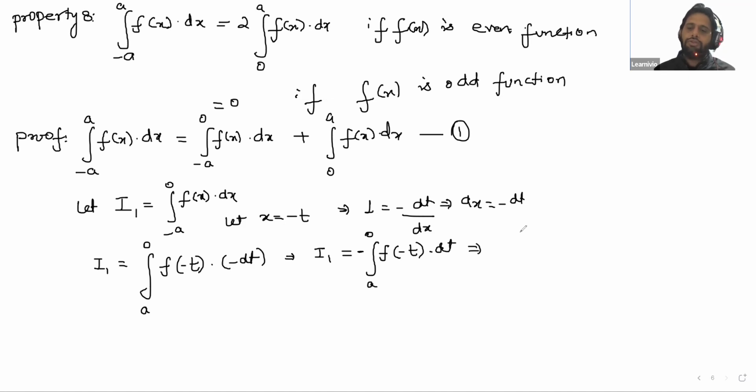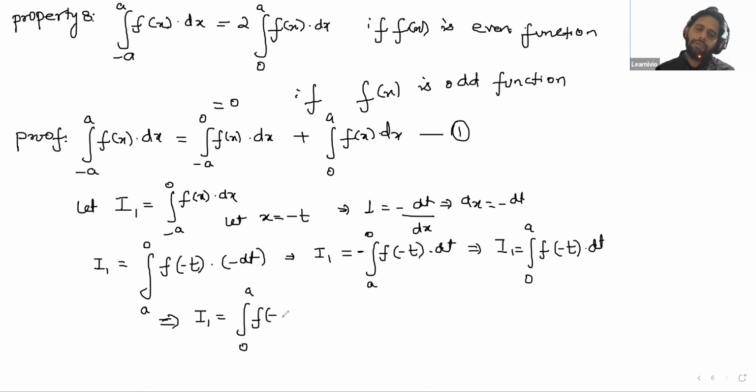Now if we interchange the limits, then I1 is equal to integral from 0 to a, the negative sign becomes positive, of f of minus t dt. Now again the same property, that definite integral is independent of the variable, so we can put x in place of t. So this will become f of minus x dx. Now put this value in the first one. We had let this be I1, so in place of this we can put this value.